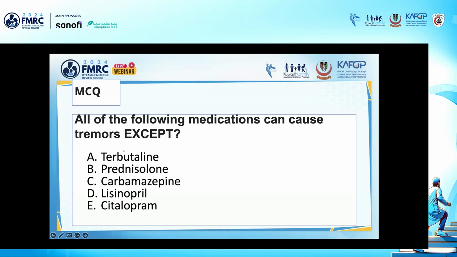Yes, it is D. All the others are known to cause tremors. Beta-2 agonist is the most common, which is salbutamol or Ventolin, then corticosteroids, anticonvulsants, antidepressants like SSRIs or even amitriptyline. They all, or TCAs, they all cause tremors.